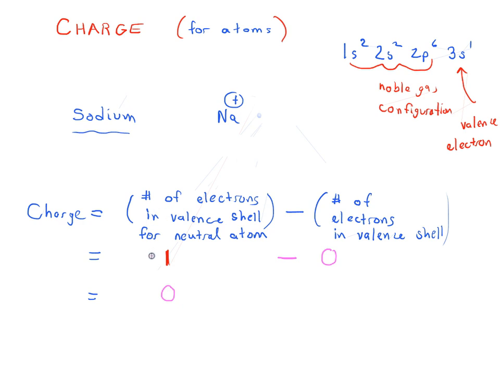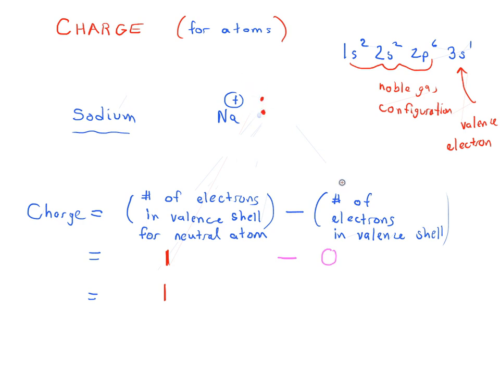Now this number, the red one here, the number of electrons in the valence shell for a neutral atom, is always going to be 1. That's never going to change. But the number of electrons in the valence shell for the atom in question is going to be 0, so this is 1 minus 0, and therefore the answer is going to be 1. So it's actually going to have a charge of plus 1, or just plus in general.